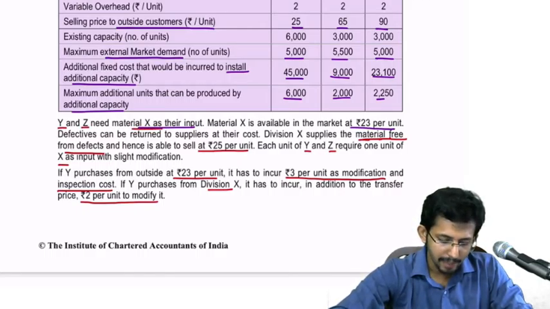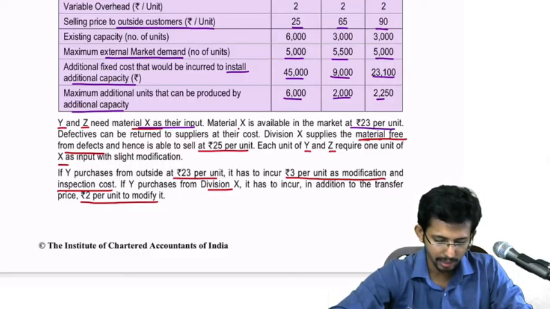Okay, we have read that. Material X is available in the market at rupees 23 per unit. Defectives can be returned to suppliers at their cost. Division X supplies the material free from defects, and hence it is able to sell at 25 per unit. Each unit of Y and Z requires 1 unit of excess input with slight modification.